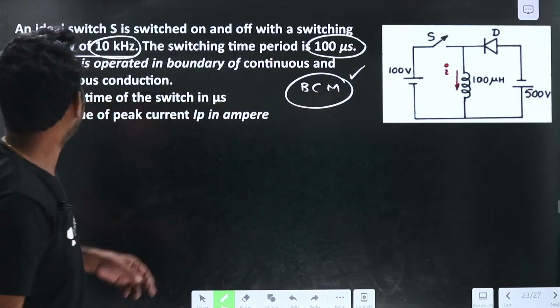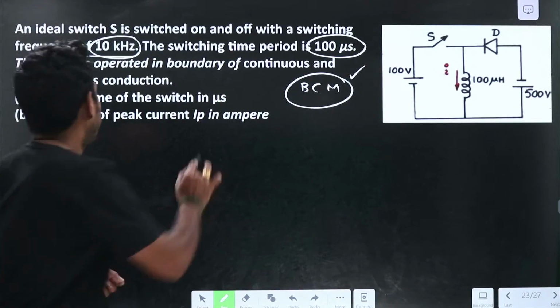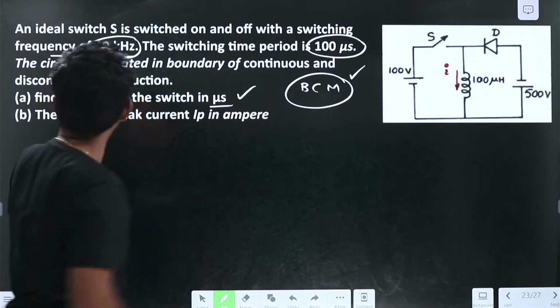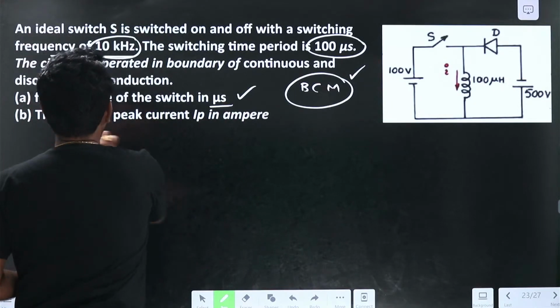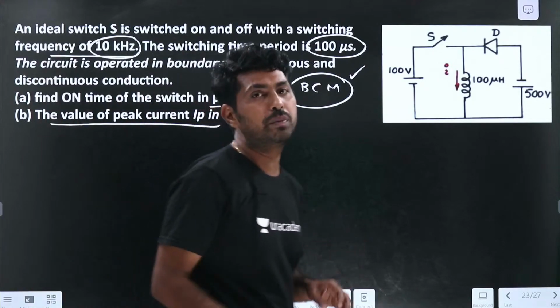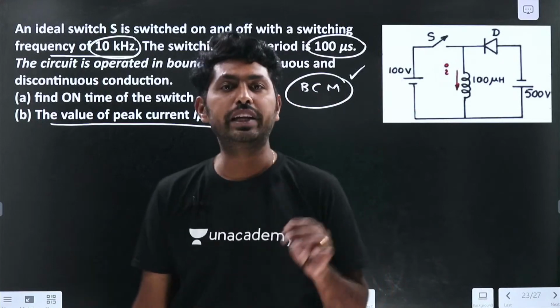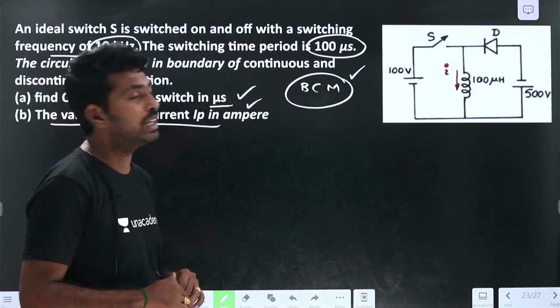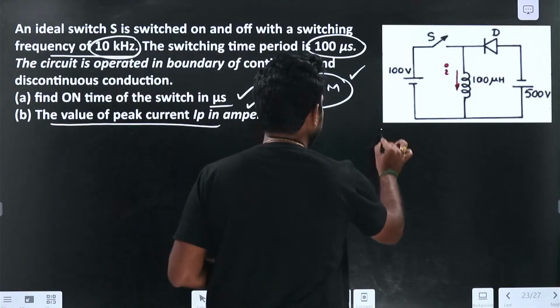Now what do we need to find? Find the on time of the switch, how much time the switch is on, in microseconds. The second value is the value of the peak current in amperes. So we need to find the peak current as well as the switch on time. For this, let me draw the IL waveform.